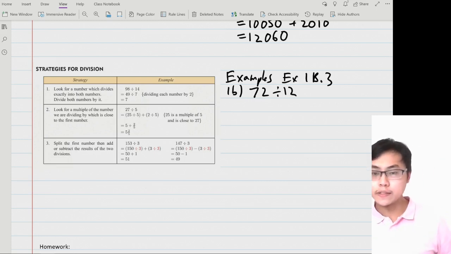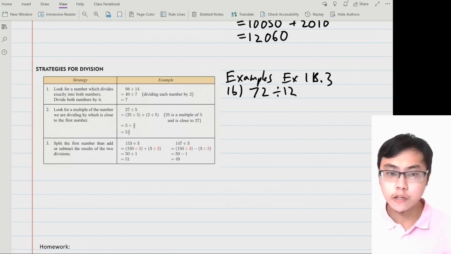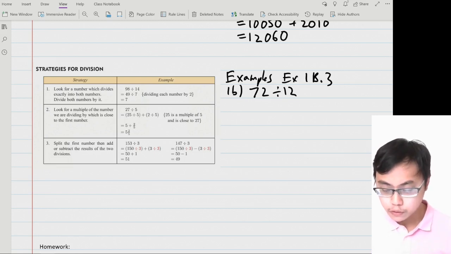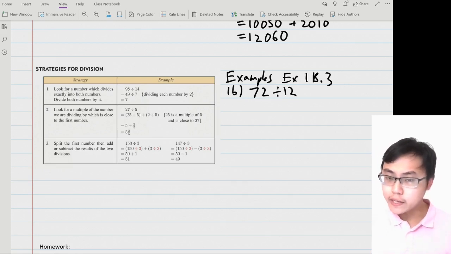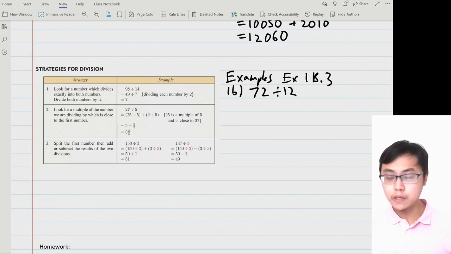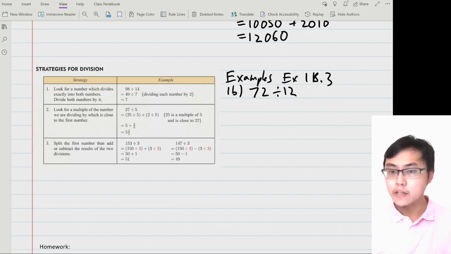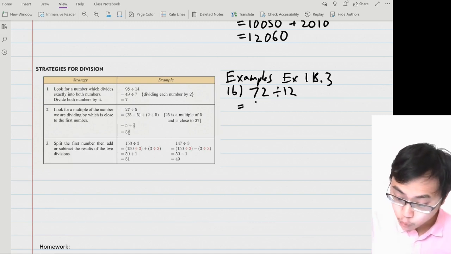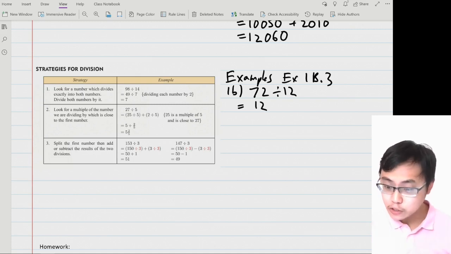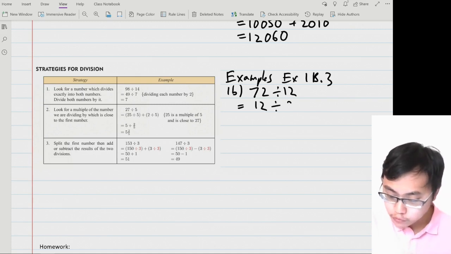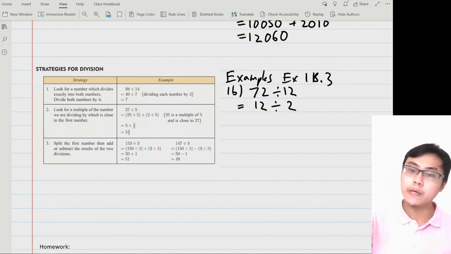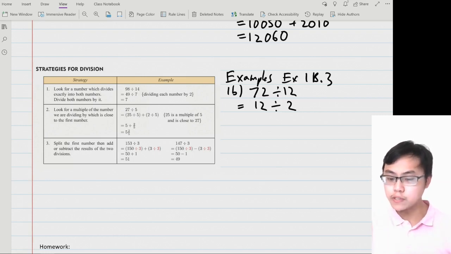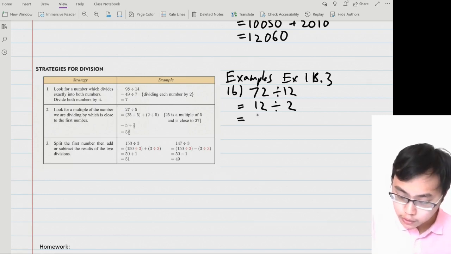Now, when I look at this, you can look at the strategy yourself. I'm not going to spend time reading all of them to you. I'm going to divide both of these numbers by 6 because 72 can be divided by 6. 12 can also be divided by 6. So that's one of the strategies there. So 72 divided by 6, that's going to be 12. And 12 divided by 6 is going to be 2. So that now becomes 12 divided by 2. Suddenly, it becomes so much easier. So from 72 divided by 12 to 12 divided by 2, well, 12 divided by 2 is just 6.